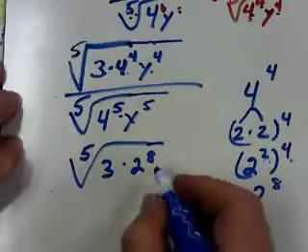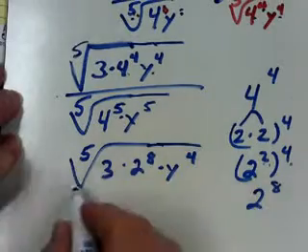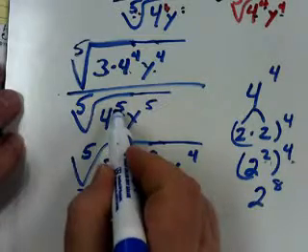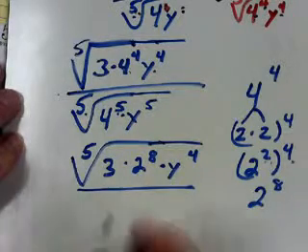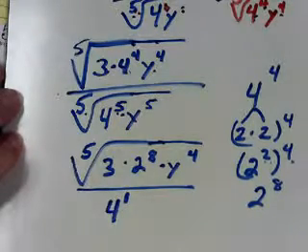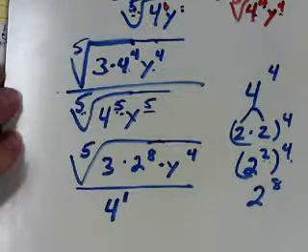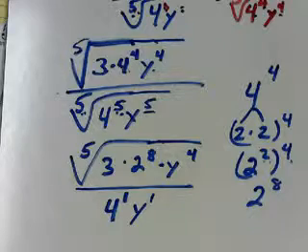Times y to the 4th over, well, can't I take this 5 divided by this 5? Well, what's 5 divided by 5? So I have 4 to the 1st. Can't I take this exponent of 5 and divide it by that 5, which gives me an exponent of 1? Hey, we're getting closer.